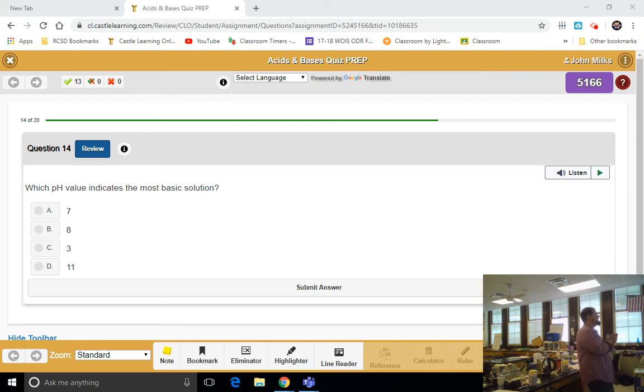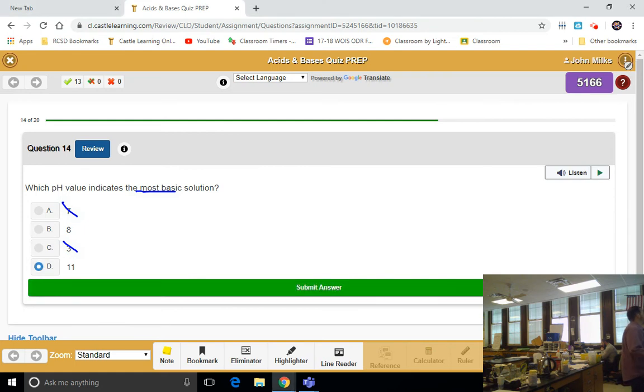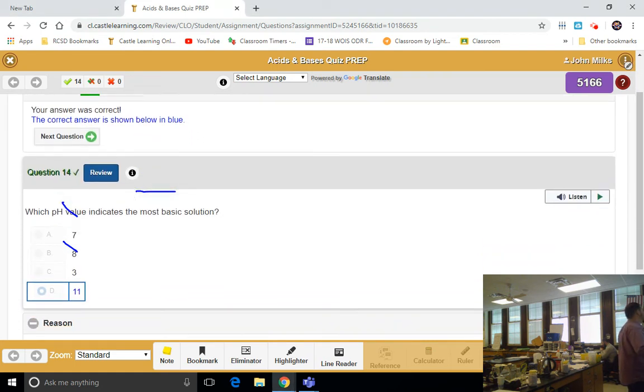Which pH value indicates base? So I know it's going to be higher than 7. 7 is neutral, it's out. 3 is acid, it's out. The most basic is closer to 14, higher away from 7. That's going to say 11 beats 8 in that regard. And we're getting closer and closer to being donezo.